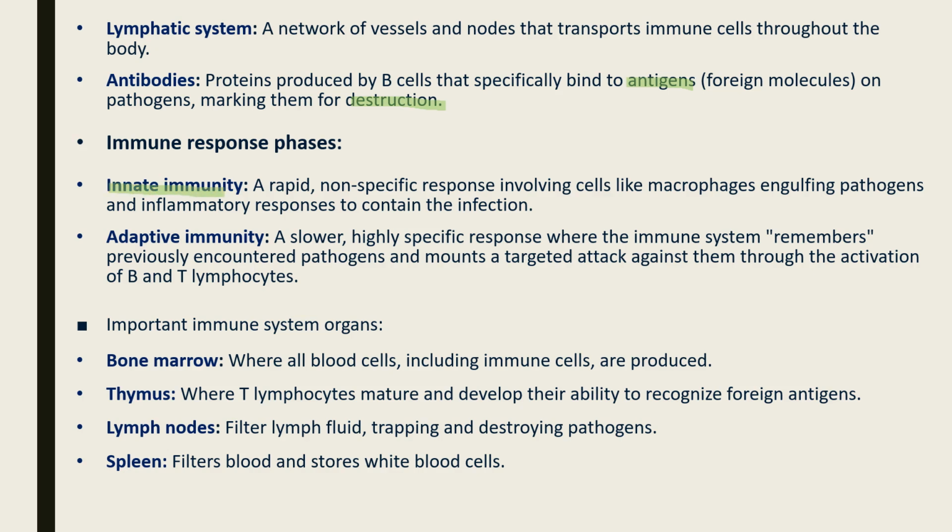Now, immune response phase. There are two types of immunity: innate immunity and adaptive immunity. Well, now what is the difference between innate and acquired adaptive immunity?